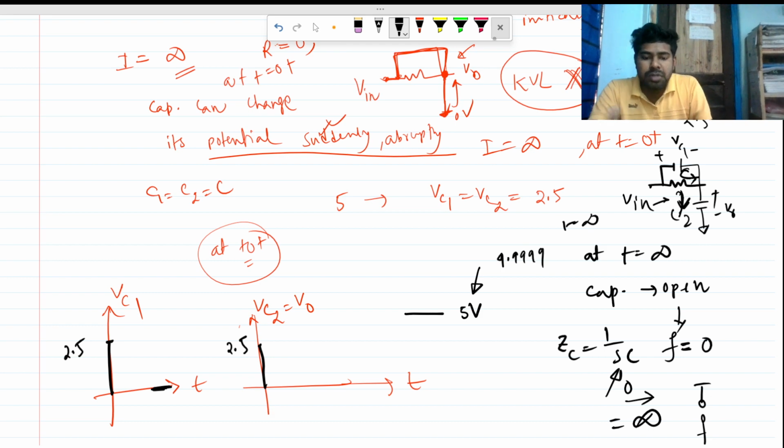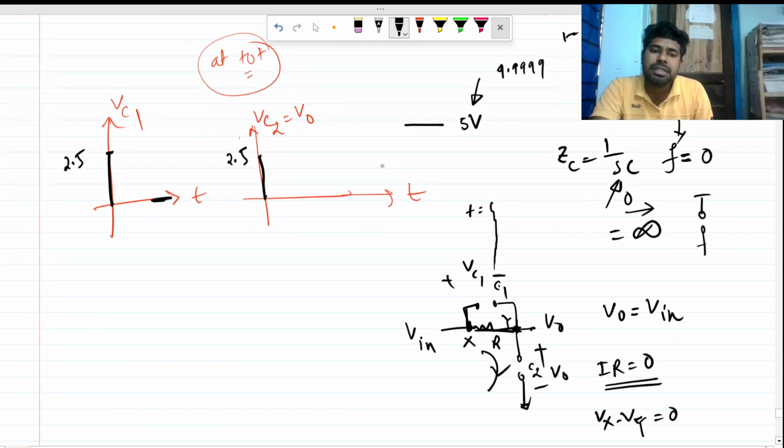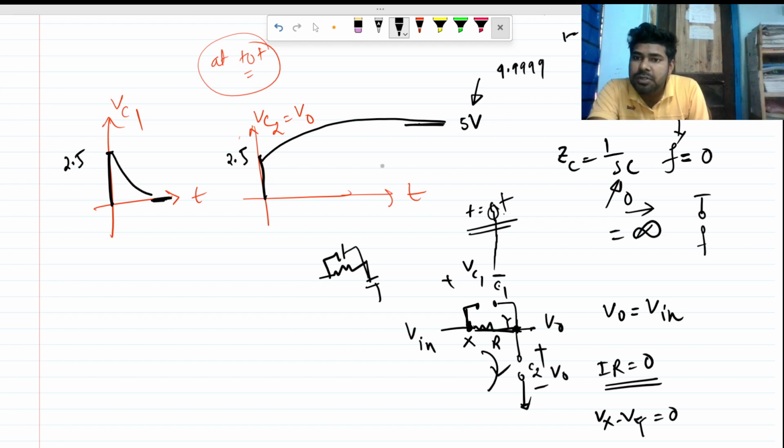Okay. So now what will be the waveform? So we can see that after t equals 0 plus, there will be a finite current, right? Because there is a R present here. Okay. Right. So the charging will be exponential. We all know that. Okay. So now the capacitor C2 will charge exponentially to 5 volt. Okay. And this VC1, the capacitor C1, will discharge exponentially to 0 volt. So this is our 0 volt.